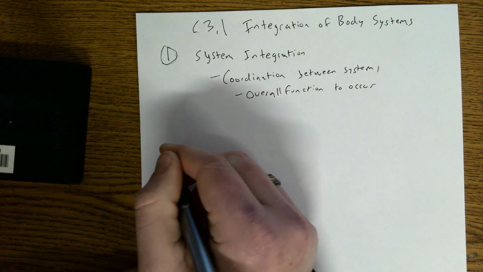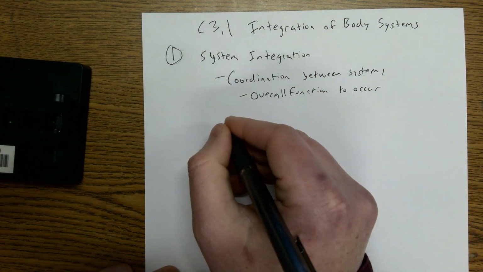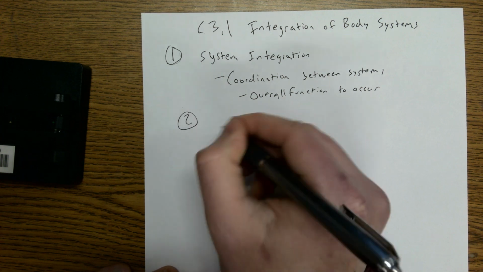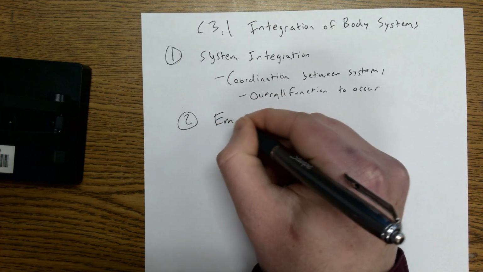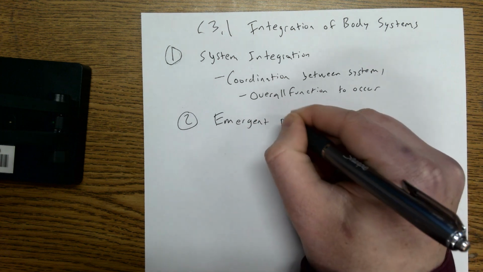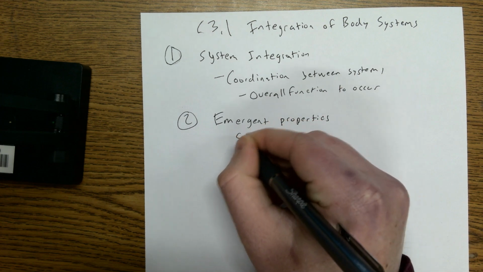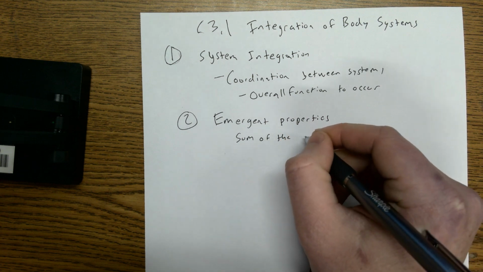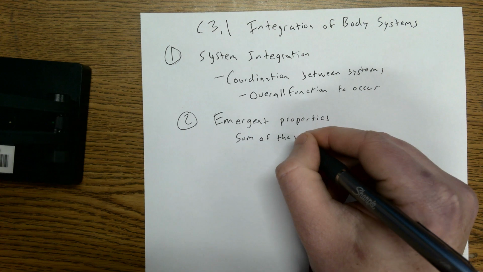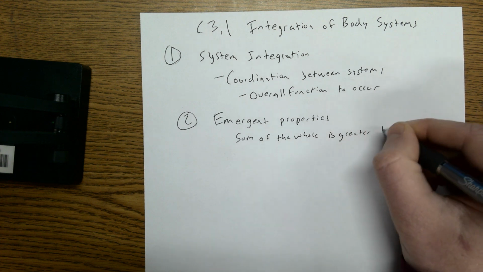And I think the next one leads us into here is Standard 2, right? And for Standard 2, once again, we're talking about our emergent properties. Our emergent properties is when the sum of the whole is greater than the sum of the parts.